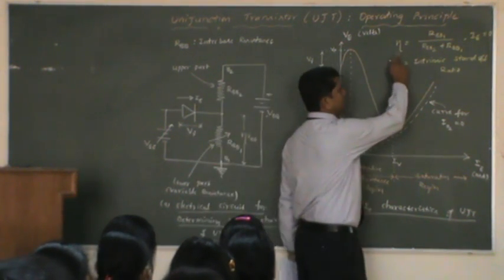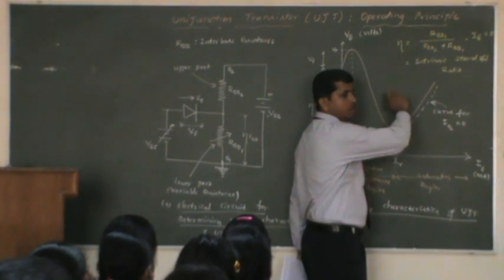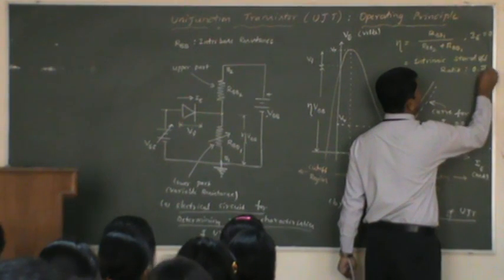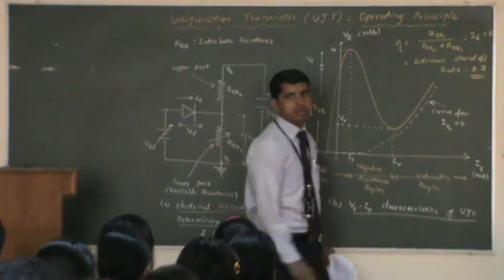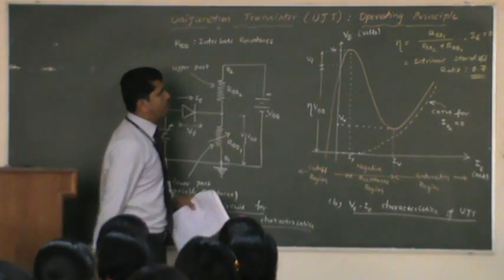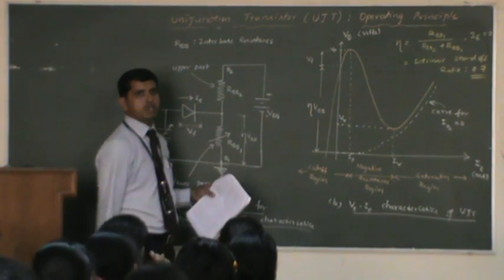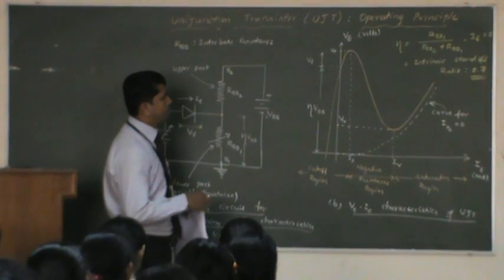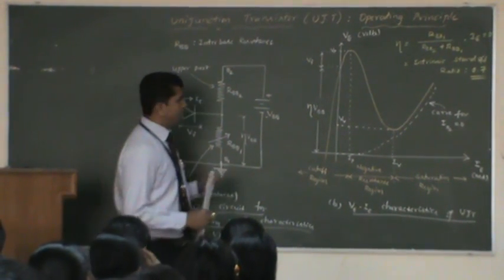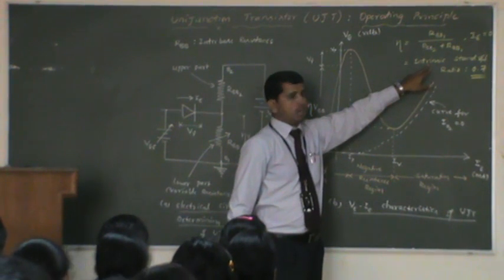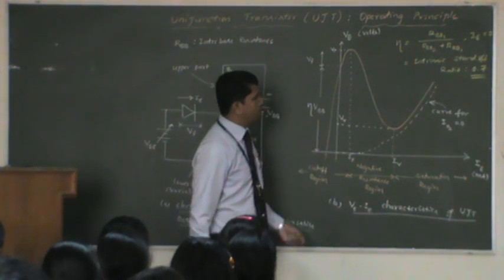This varies from 0.6 to 0.8 in general, but the typical value is around 0.7, which we'll assume for our calculation purposes. Normally its value ranges from 0.6 to 0.8, and you take a value in between, which is of course 0.7. So eta is nothing but the intrinsic standoff ratio. This is used in solving problems.